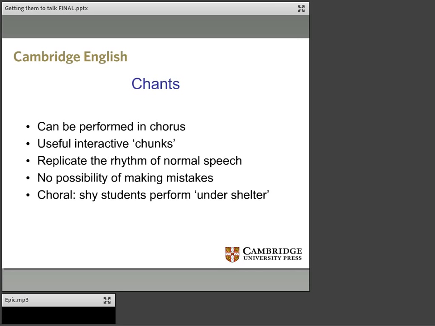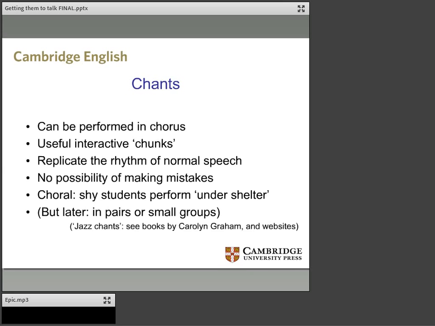The fact that chants are often done chorally means that shy students can say them, as it were, under the shelter of the other students. So nobody's listening to them, but they are actually saying it while other students are saying it at the same time. Later, of course, they can do it in pairs or in small groups or even individually. And I very much recommend, as I said, look at the books by Carolyn Graham on jazz chants, and also she has YouTube videos where you can actually see her performing. Really, really worth checking that out on the internet.